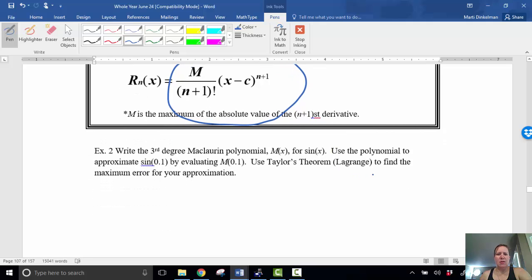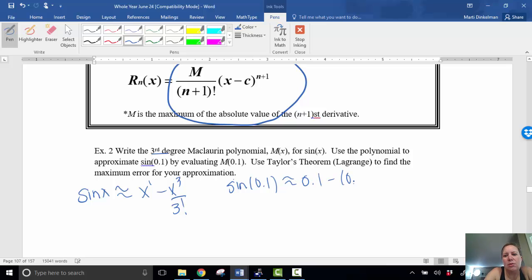So this one is saying, write a third degree Maclaurin polynomial for sine. So I'm going to say, okay, sine is approximately, let's see, it's the odds: x to the 1 minus x cubed over 3 factorial. Here's where I stop because I got to the third degree. Use that polynomial to approximate sine of 0.1. So sine of 0.1 is approximately, on my calculator, 0.1 minus 0.1 cubed over 3 factorial. Okay, let's go do that.